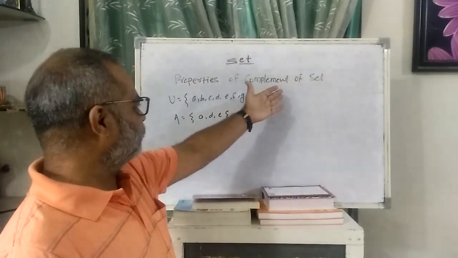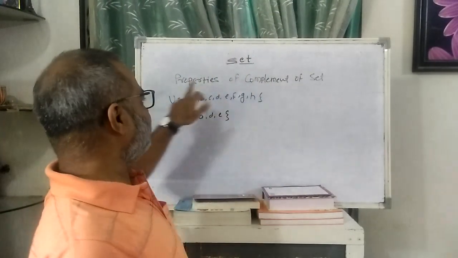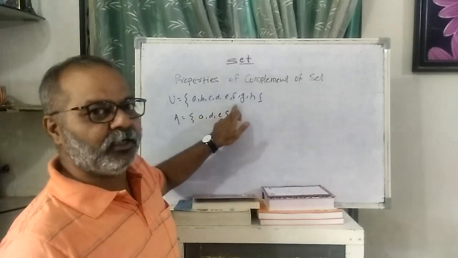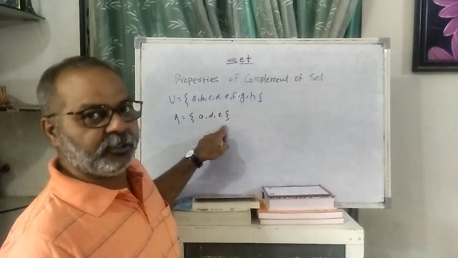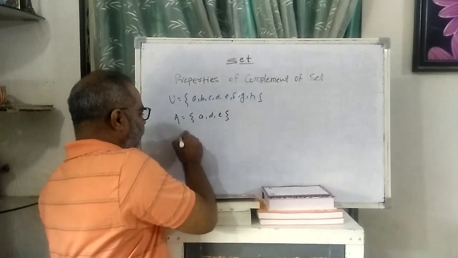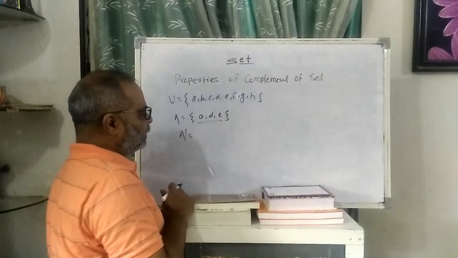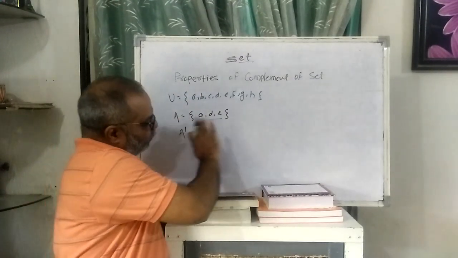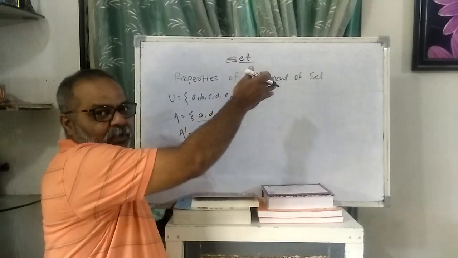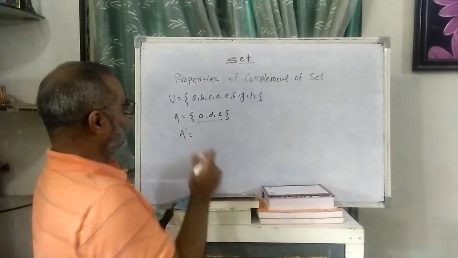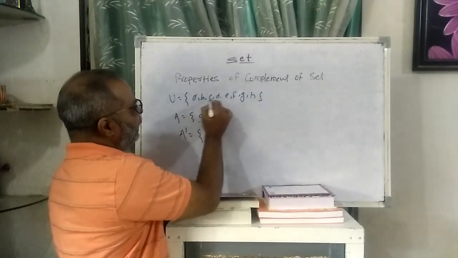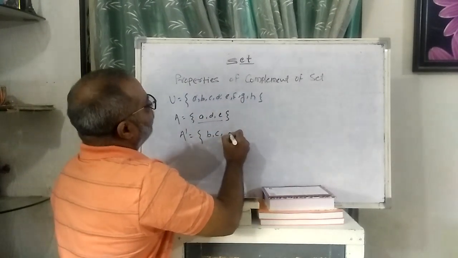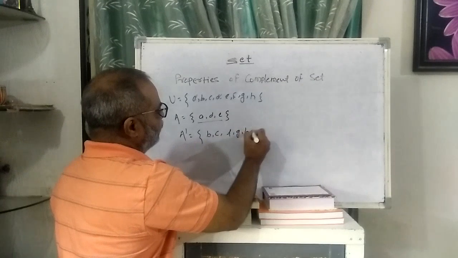Okay. We have discussed the complement of a set. There are some properties of the complement of a set. I write the set U as A, B, C, D, E, F, G, H, and set A as A, D, E. I find the complement of A. What is the complement of A? The elements which are present in A are deleted from U. So removing the elements of A, I write the remaining elements of U as the complement of that set. Here is A, here is D, here is E. What remains is B, C, F, G, H.